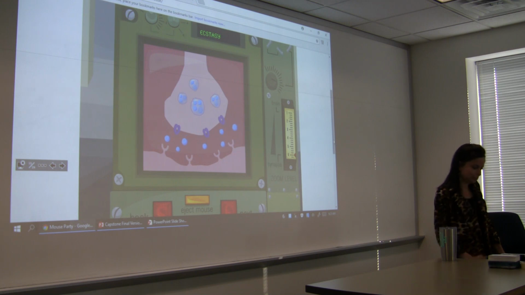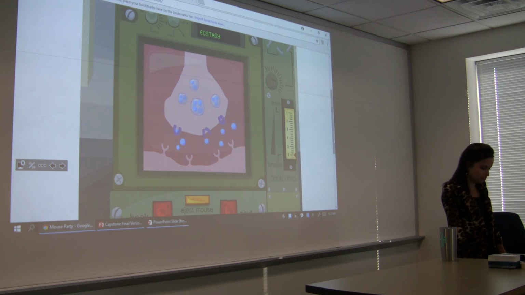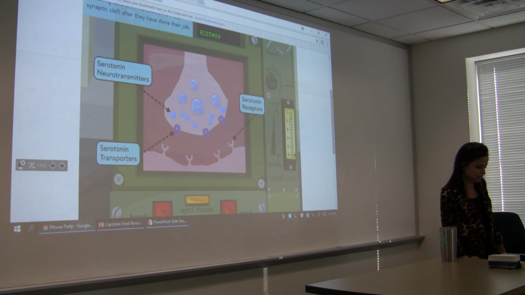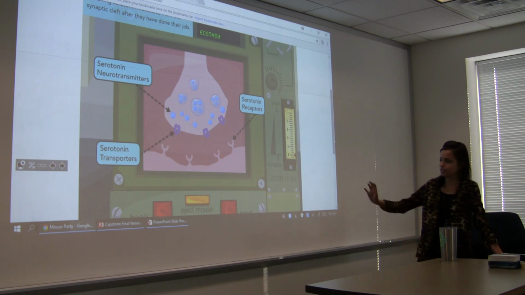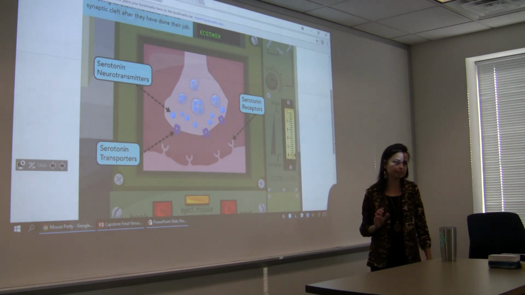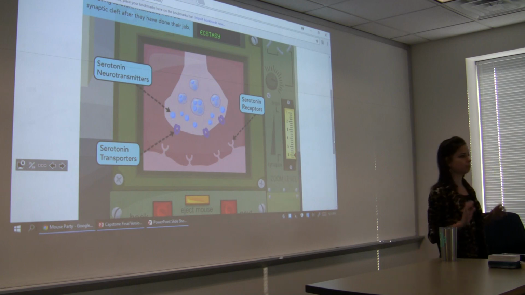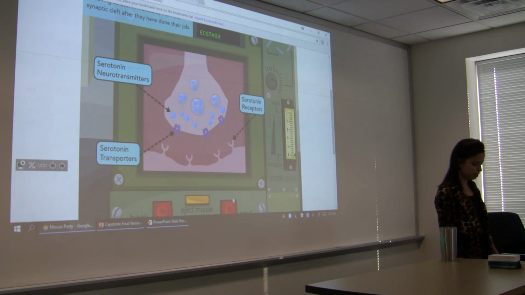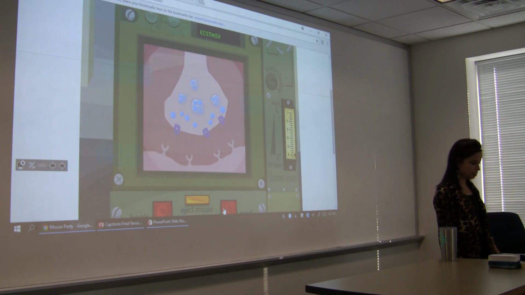Serotonin transporters are responsible for removing serotonin molecules from the synaptic cleft after they have done their job. Okay, so this is actually the sending cell and the receiving cell, and so you're looking at the synaptic mechanism for this drug at this time. So after they explain what takes place, you can click next.